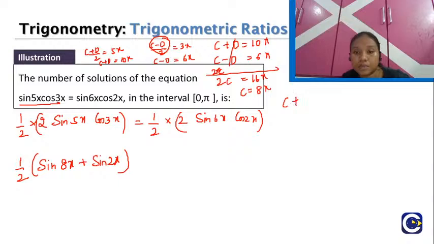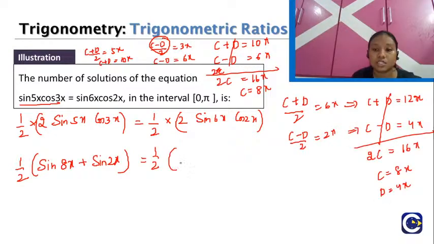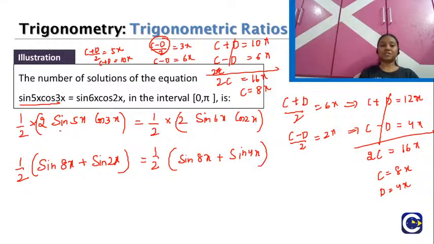So here (c plus d) by 2 will be equal to 6x, which means c plus d will be equal to 12x, one condition, and (c minus d) by 2 is equal to 2x, into sine 8x plus sine 4x. So here if you observe, these are the trigonometric ratios in product which we actually converted them in terms of sum. Right, so I guess you understood this step. So the only trick here is, if you understand the first step, then we are done with the question.